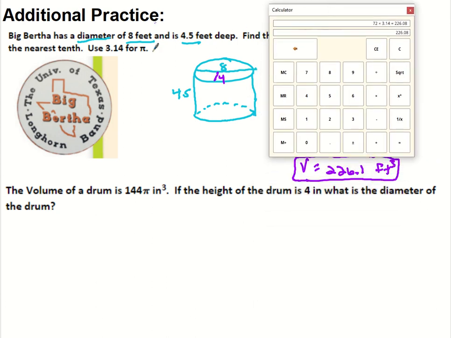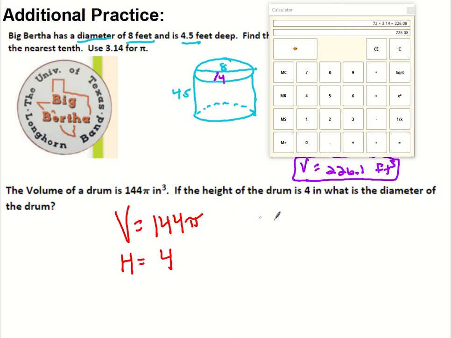Okay. Now, sometimes you have to go backwards with these. So here I have the volume of a drum is 144 pi. So we're actually already given the volume, 144 pi. Now notice how they didn't multiply by 3.14 because that makes our life a little bit easier. If the height of the drum is 4, what is the diameter of the drum? So there's the volume. So what I can do is I can set up an equation with the values that I know. I know that height is 4. I know that volume is 144 times pi.